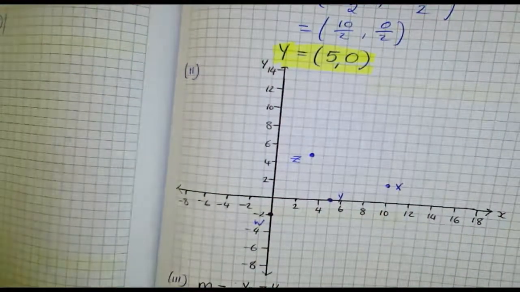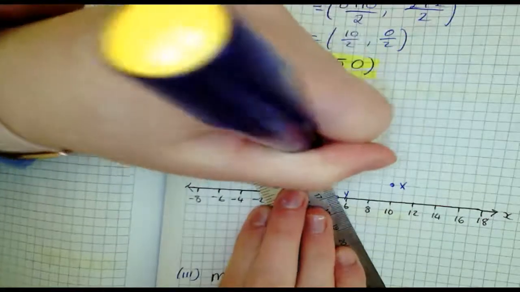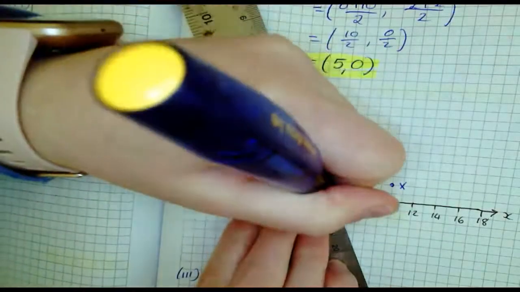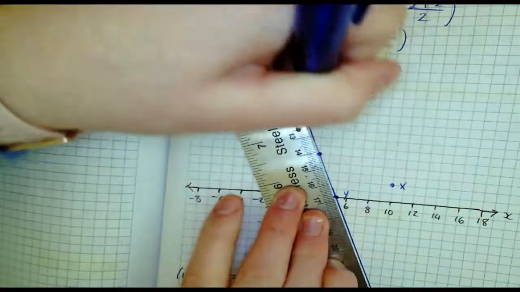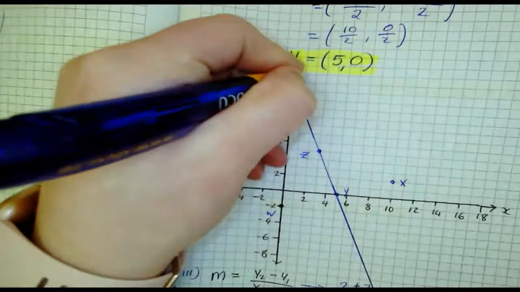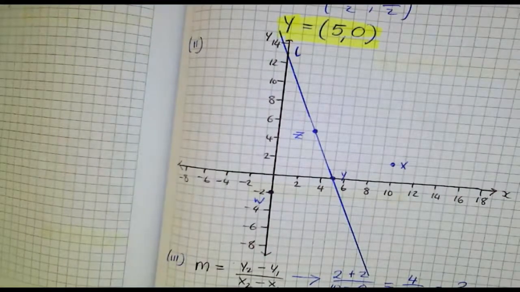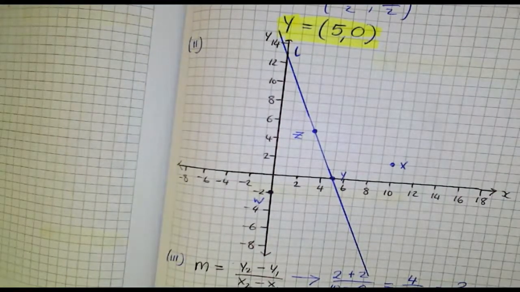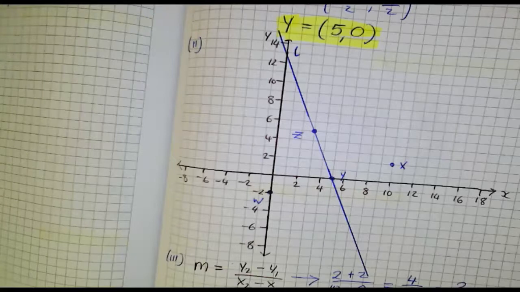And to draw the line L then, we know L goes through Z and Y. So that there is my line L. So it goes through my 2 points. So part 7 asks us to find the length of WX and the length of YZ.